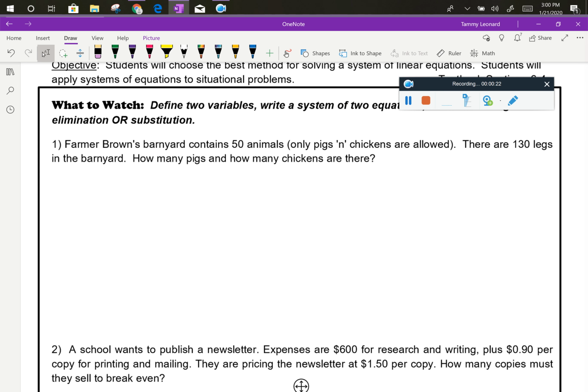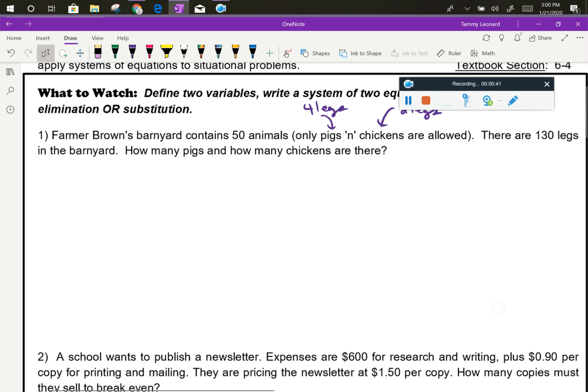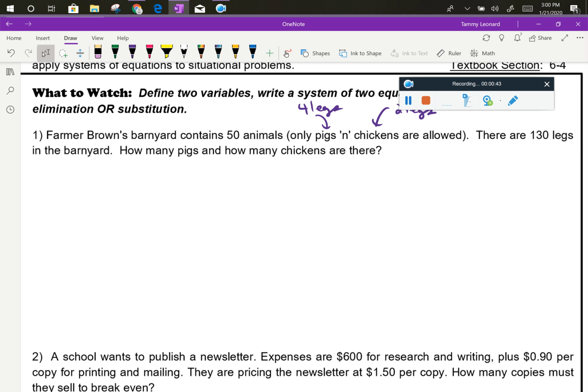Taking a look at number 1, it says Farmer Brown's barnyard contains 50 animals. Only pigs and chickens are allowed. All right, so before we keep reading, big difference between a pig and a chicken. A pig has 4 legs, whereas a chicken only has 2 legs. This will be important as we keep reading. There are 130 legs in the barnyard. This is referring only to the legs on the pigs and the chickens. How many pigs and how many chickens are there?